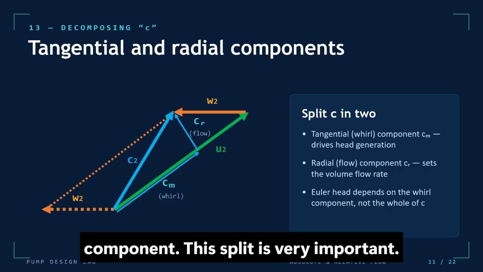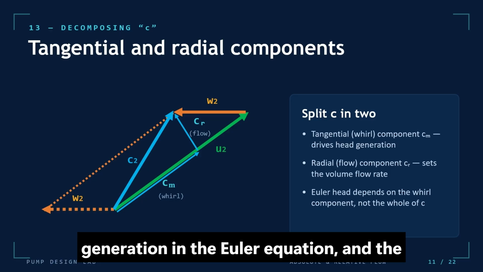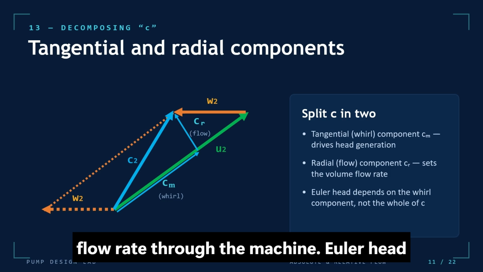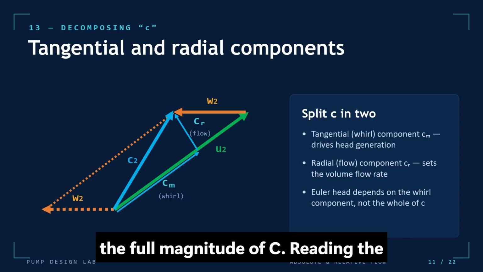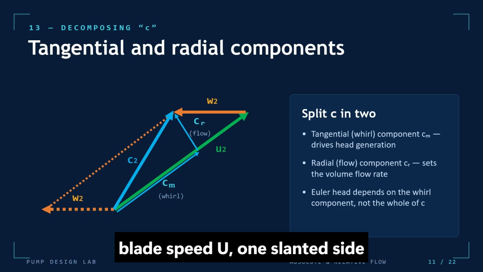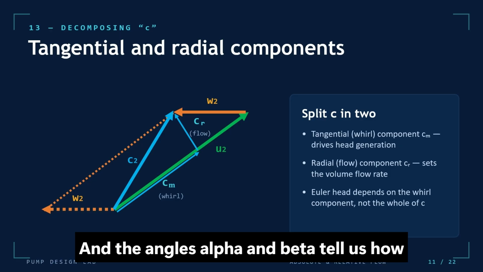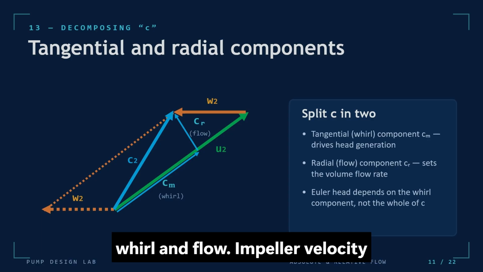This split is very important. The whirl component is what drives head generation in the Euler equation, and the radial component is what sets the volume flow rate through the machine. Euler head depends on the whirl component, not on the full magnitude of c. Reading the triangle means the horizontal side is blade speed u, one slanted side is absolute velocity c, the other slanted side is relative velocity w, and the angles alpha and beta tell us how the flow is oriented in each frame. Whirl and flow.